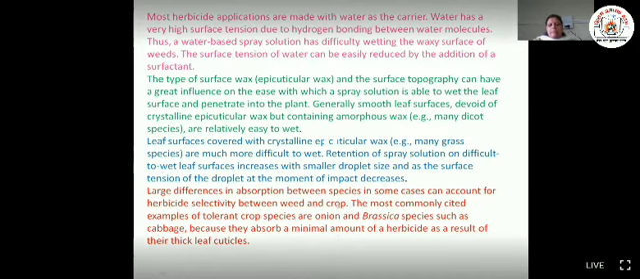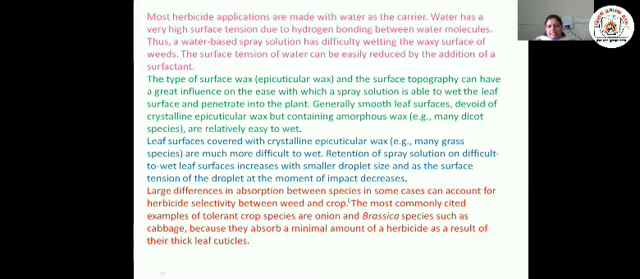Large differences in absorption between species can in some cases account for the herbicide selectivity between the weed and the crop. In some conditions, herbicide selectivity is also necessary. The most common example of this is onion and brassica species such as cabbage, because they absorb a minimal amount of herbicide as a result of their thick leaf cuticle.